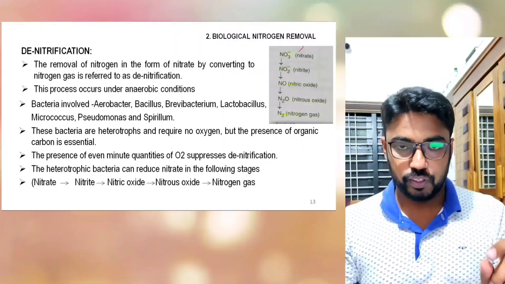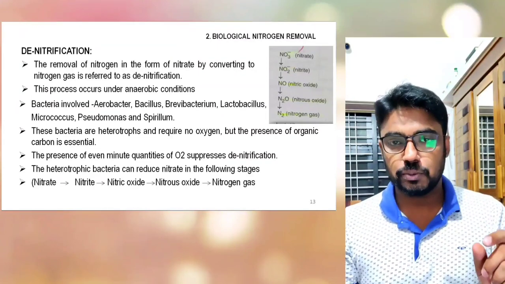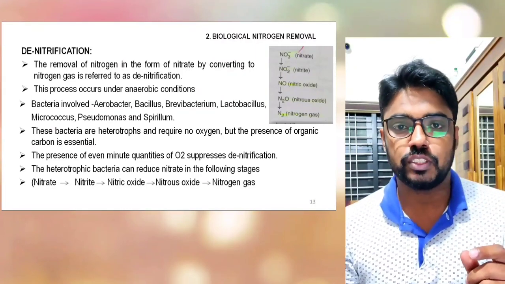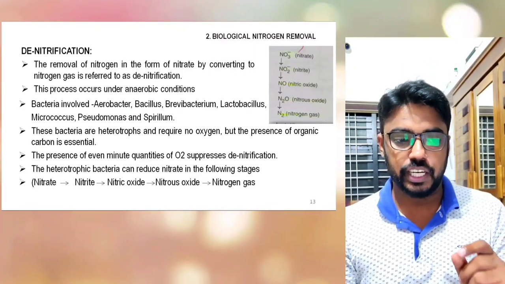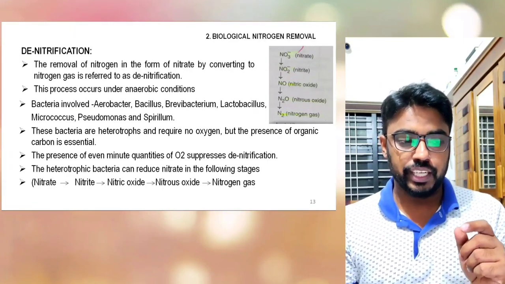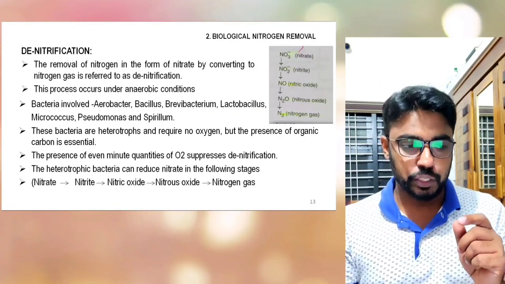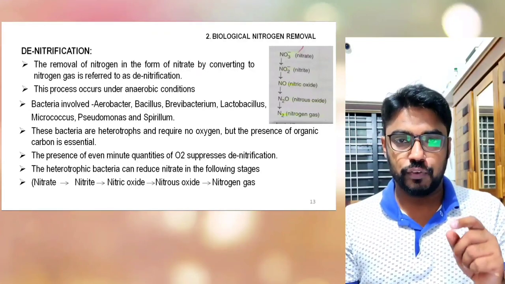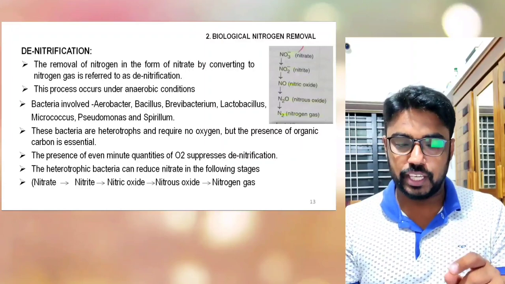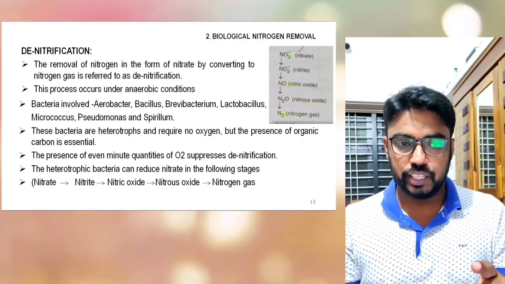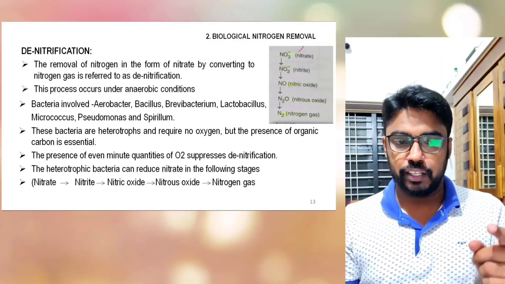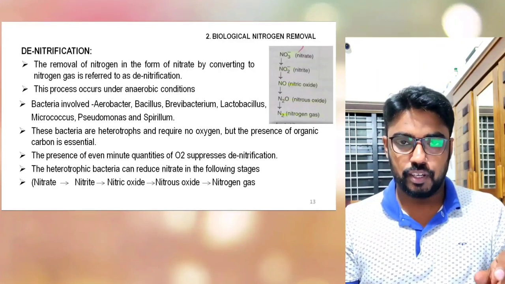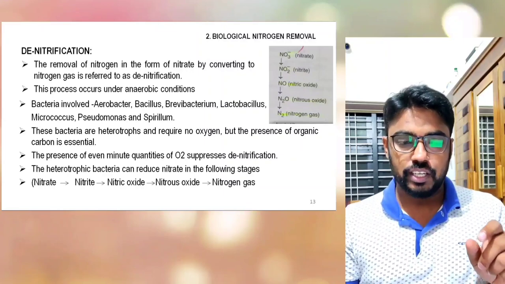That means these organisms are anaerobic, and the presence of even a minute quantity of oxygen will suppress the denitrification process. The heterotrophic bacteria can reduce nitrate in the following stages. These heterotrophic bacteria will convert nitrate into nitrite, nitric oxide, nitrous oxide and nitrogen gas. These are the stages involved in denitrification.